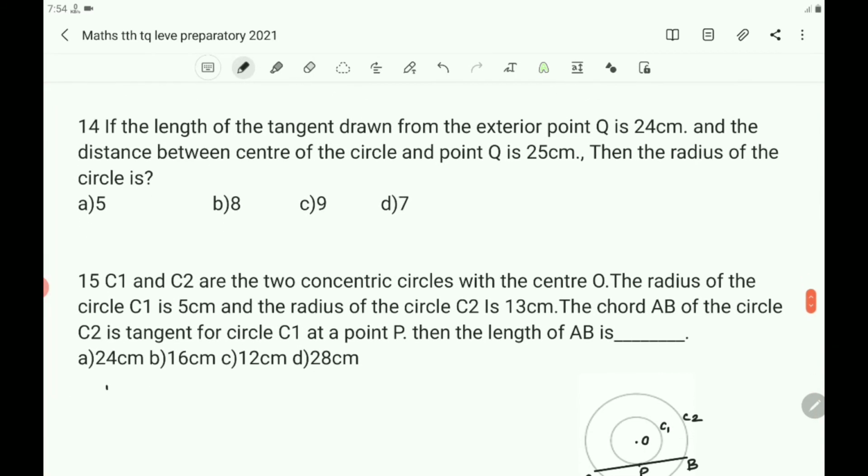Then take the 14th question. If the length of the tangent drawn from the exterior point Q is 24 cm and the distance between the center of the circle and the point Q is 25 cm, then the radius of the circle is. Here draw a rough sketch. Consider this as the length of the tangent drawn from the external point Q.